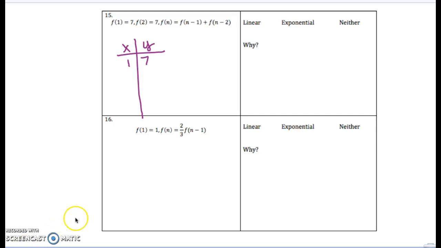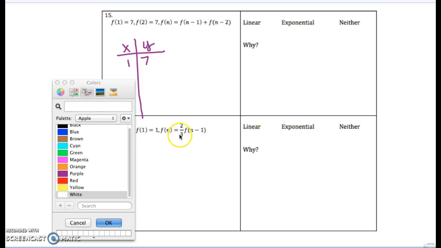Hey guys, so I was in a hurry trying to finish this up and I didn't get done. So I'm going to go ahead and go back to where I was. We were looking at this last function.